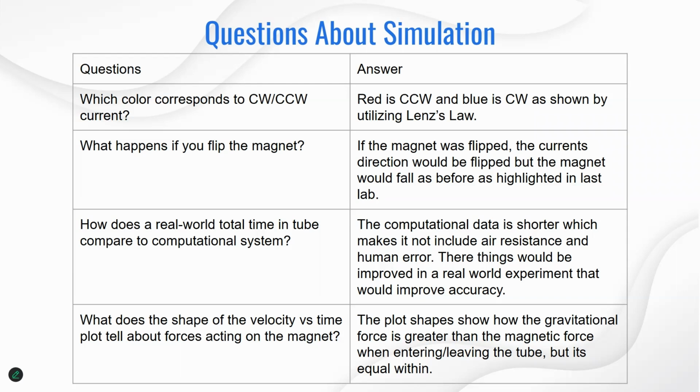How does a real world total time in tube compare to the computational model? The computational data is shorter, which makes it not include air resistance and human error. These things would be improved in a real world experiment, which would improve accuracy, which is why the experimental time is 1.2, whereas the computational model is 0.3.